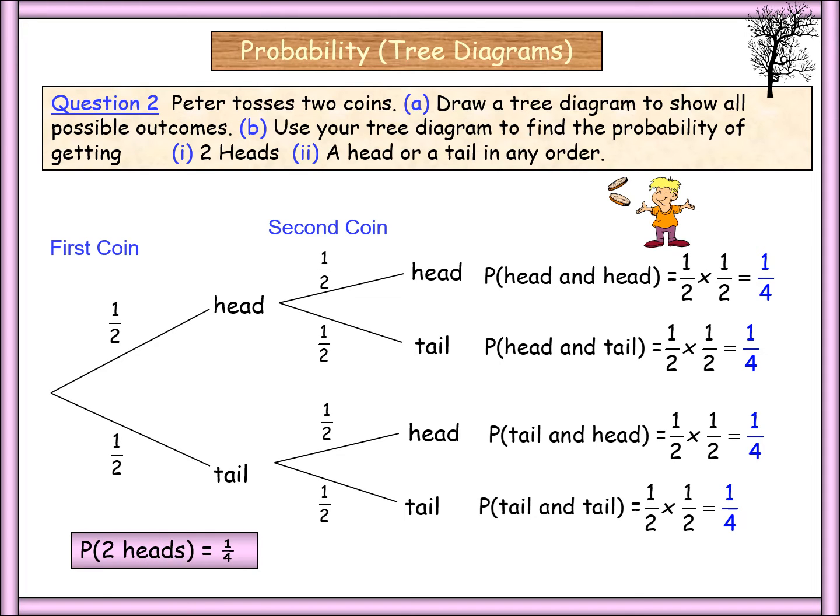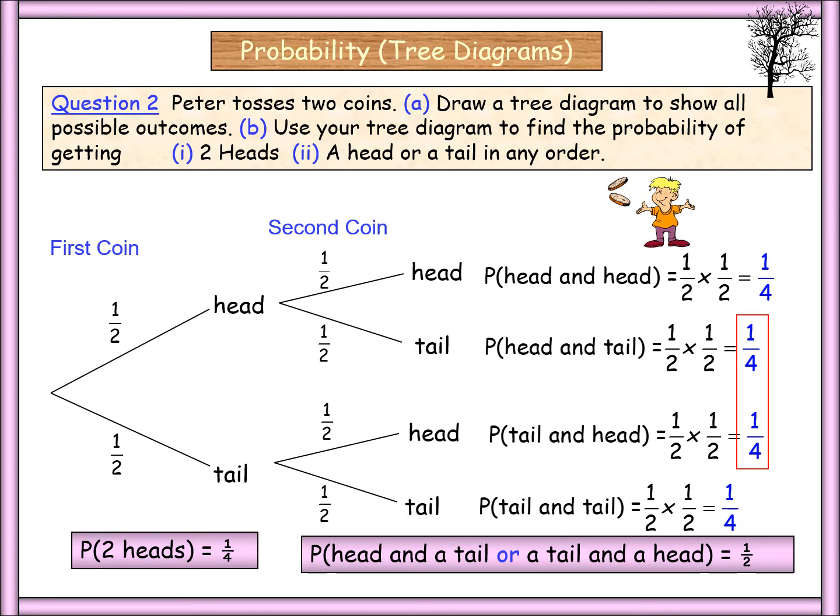So the probability of getting 2 heads equals 1/4, and the probability of getting head and a tail, or the other way around, a tail and a head, it is 1/4 plus 1/4, it is equal to 1/2.